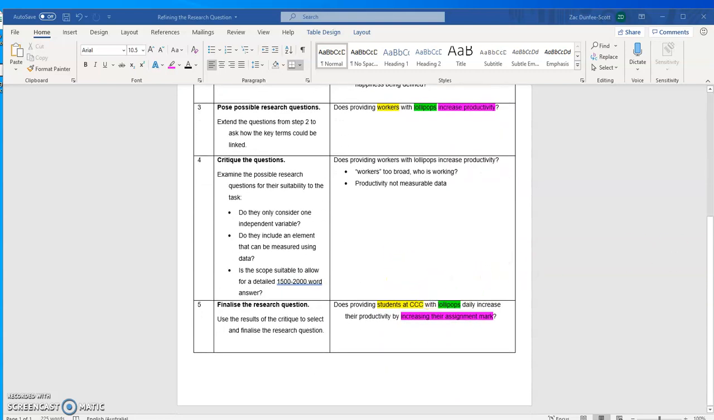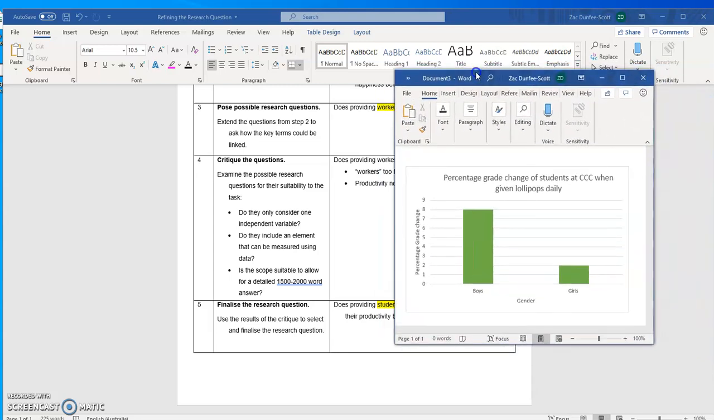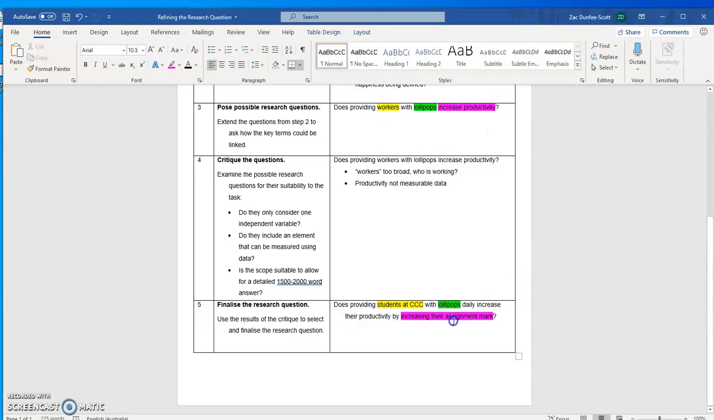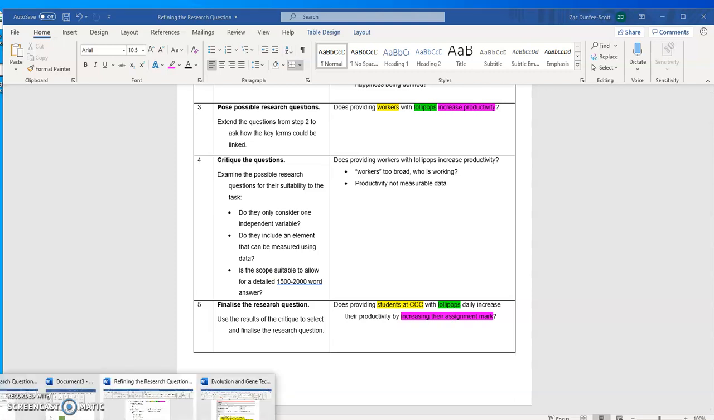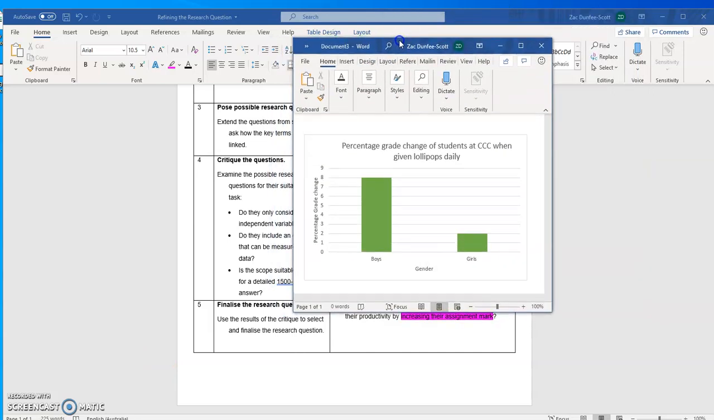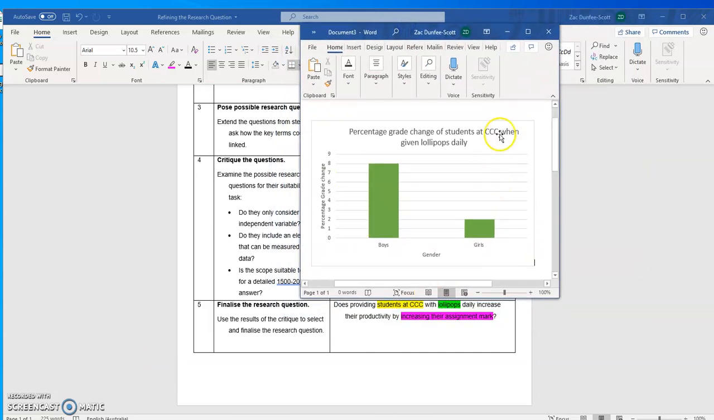Just to summarize, the data that you find, the evidence, should be a direct answer to your research question. Okay? When you have the question, does providing students at Chisholm Catholic College with lollipops daily increase their productivity by increasing their assignment mark? If that's the research question you have posed, then by talking about this evidence, you have directly answered that question.